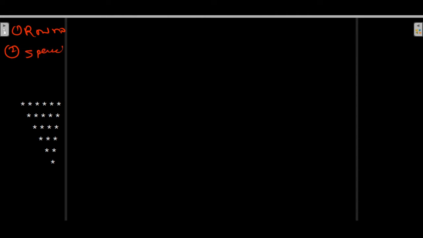Okay, the number of spaces that we need to print. Third thing is the stars that we need to print, and fourth is we need to change the line. So these are the 4 things that we need to keep track of. Okay, so let us write the code for it.